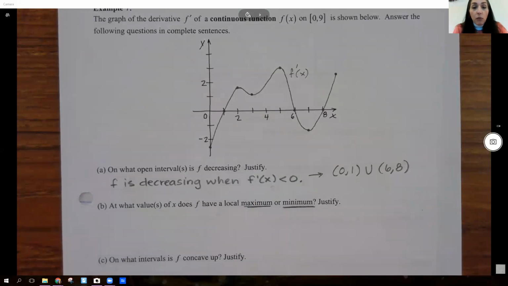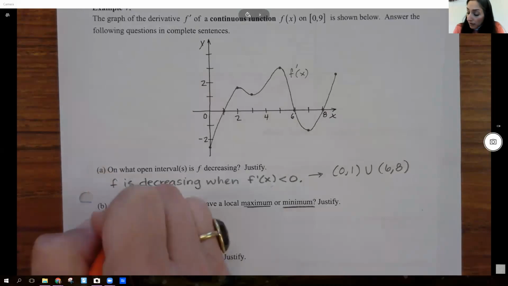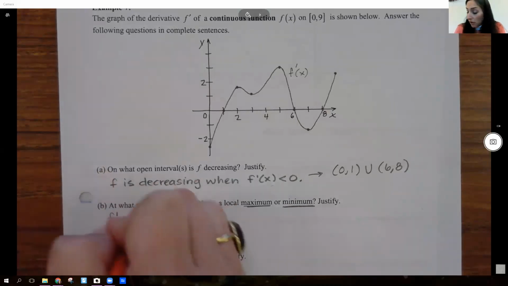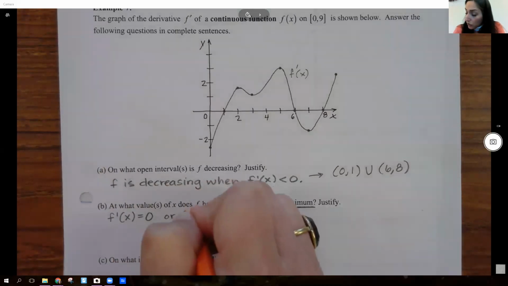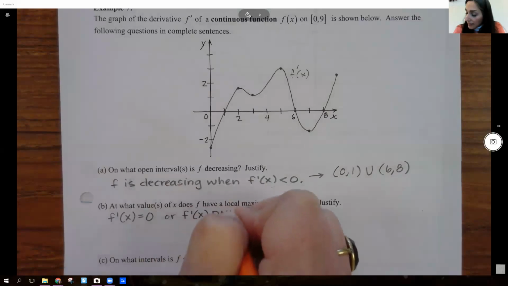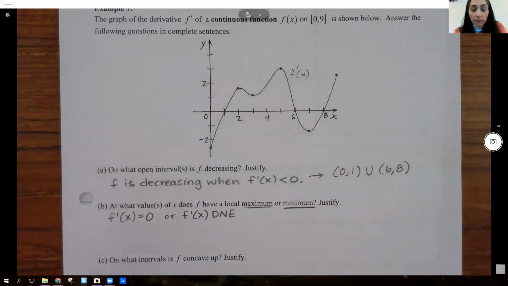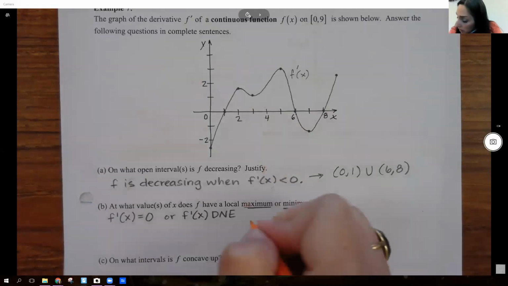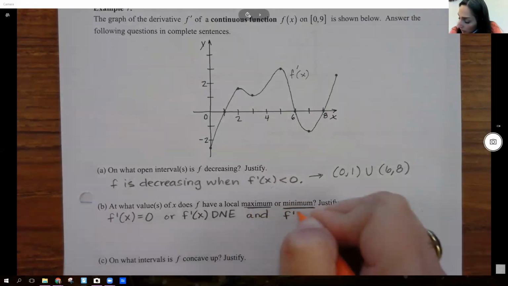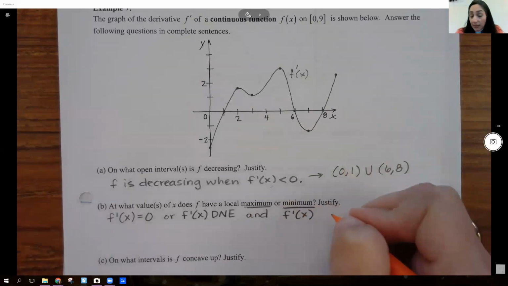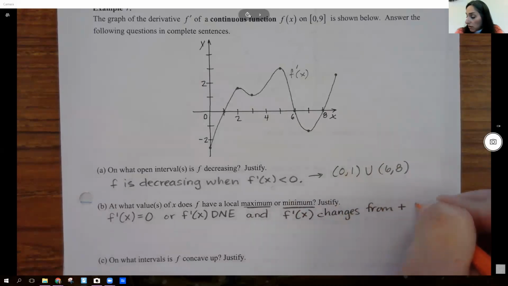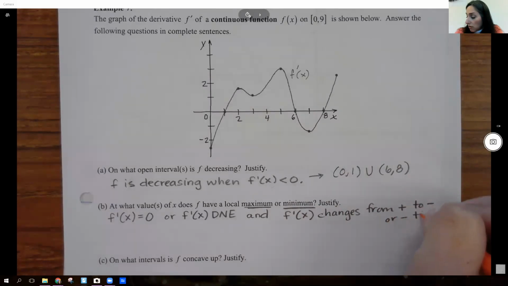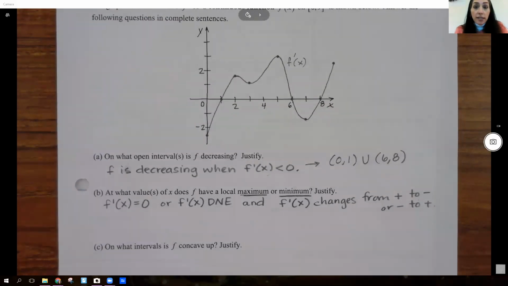So let's think about this. When you have a local max or a local min, that is when your derivative equals 0 or your derivative does not exist, like if you have a cusp, okay? And also, the derivative has to change signs. Okay, so that's the criteria for this.